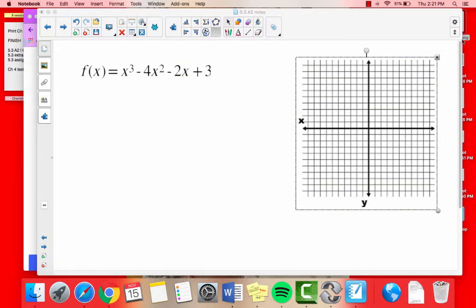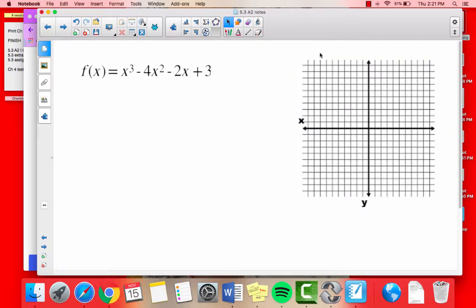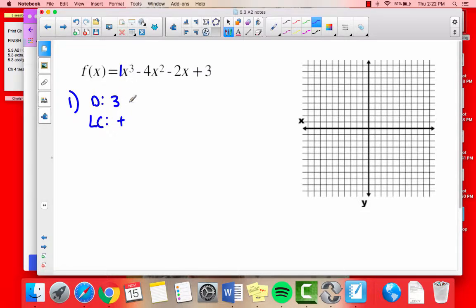The first example I'm going to give you is this equation: f of x equals x cubed minus 4x squared minus 2x plus 3. So remember, the first step we said is to determine the end behavior. The end behavior is determined by the degree, which in this case is the highest exponent of 3, and the leading coefficient. Now this leading coefficient is a 1, and notice that it is positive. So we have an odd degree with a positive leading coefficient.